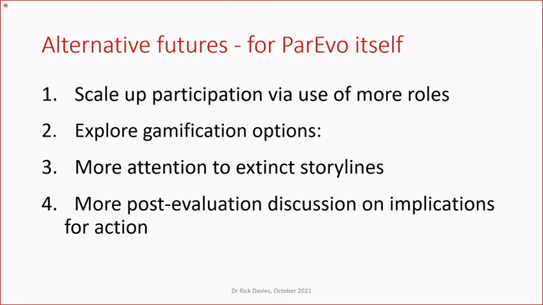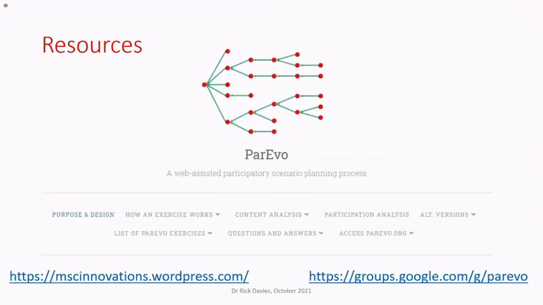And probably most importantly of all, more post-evaluation discussion of what are the implications for action. What should we do about these storylines given our evaluative judgments of those? And I think I will stop at that point. And I will open, make sure I can see the chat line.